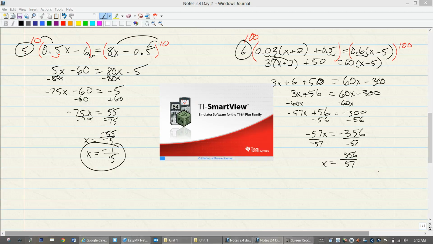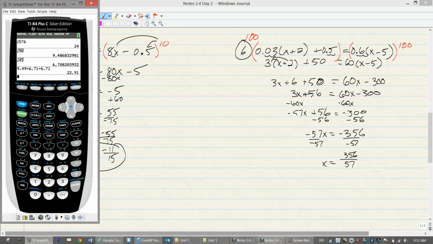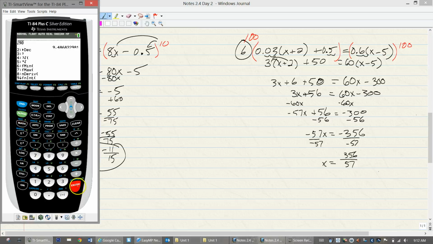Is it divisible by 2? Both? No. Both divisible by 3? No. Both divisible by 5? No. Both divisible by 7? No. Both divisible by 11? No. They don't share a common factor, so it's the same.